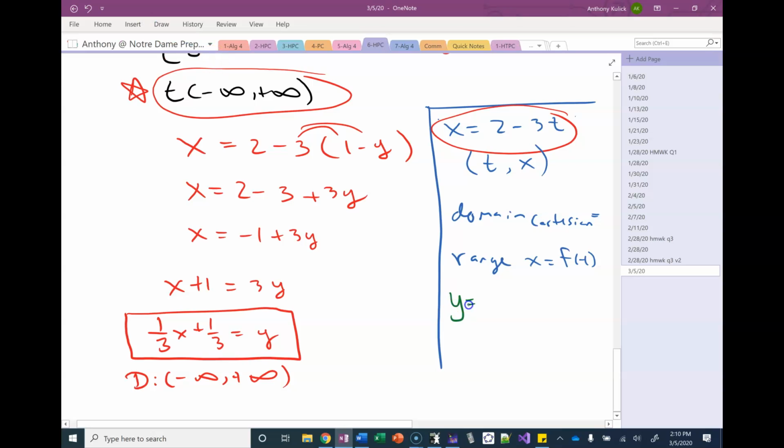Now I'm going to look at the y equation. So again, I'm going to think about this as a linear equation where t is the independent variable and y is the dependent variable. So the range for the Cartesian is going to equal the range for y equals f of t.